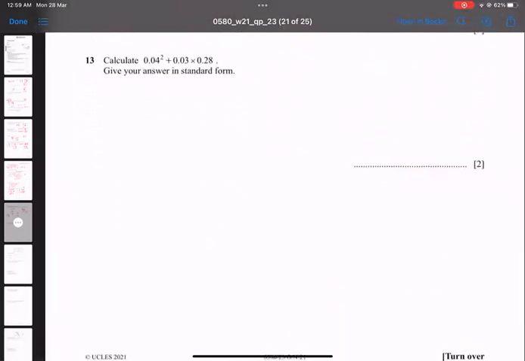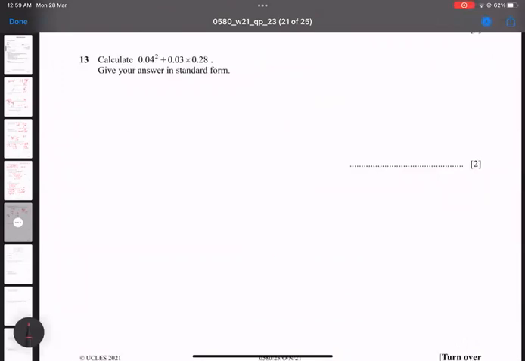Question number 13 we have here. Give your answer in standard form. Make sure what the criteria for standard form is. For example, 2.5 into 10 to the power, whatever the power, like 6 or 5. But after the decimal, we need 1 digit only before the decimal. So this is the writing style. Let's see how we can do this kind of question.